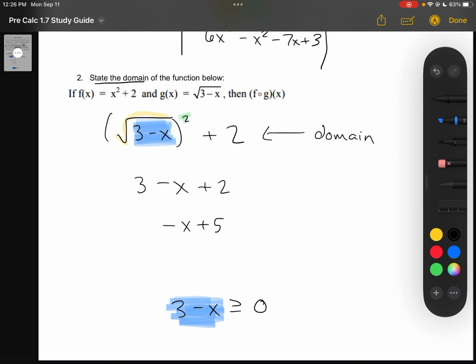or equal to 0. So for this, a couple different ways that we can approach it. If we just move the x over to the other side, we can say that our domain is x is less than or equal to positive 3. So anything other than that is going to mean that we don't have a real number there. And again, I just added x to both sides to get that answer.